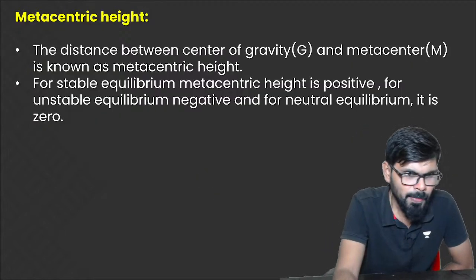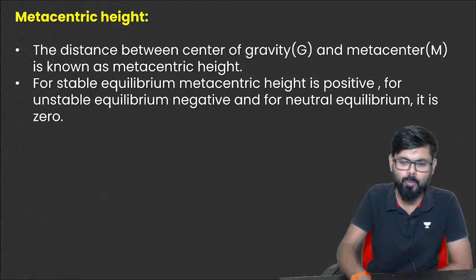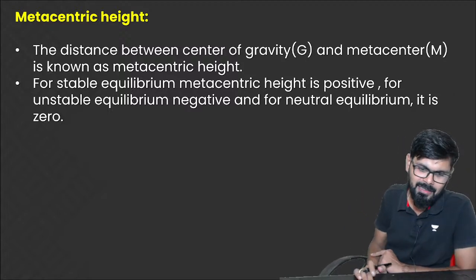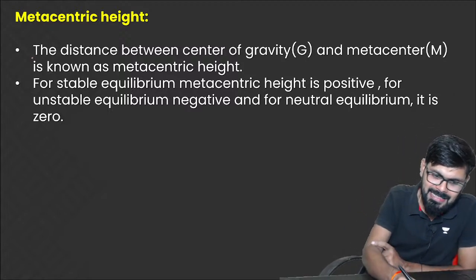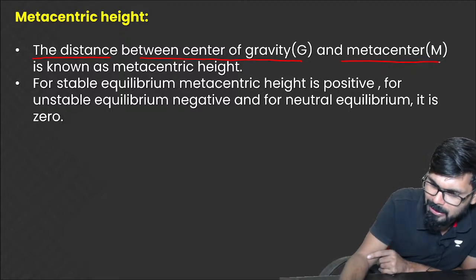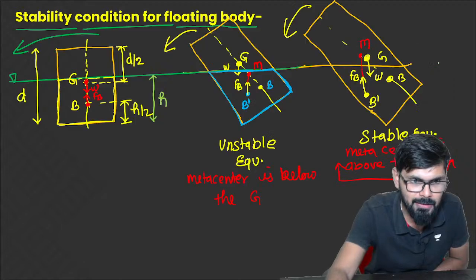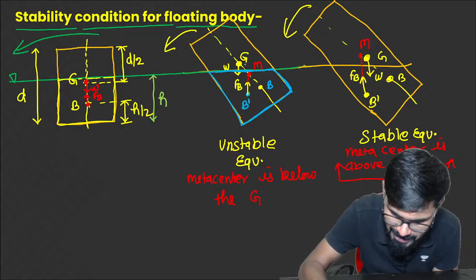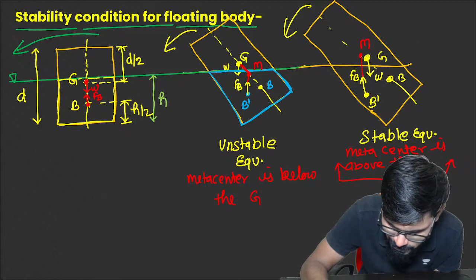So okay, leave it. Basically, two points you have to remember: what is the metacenter, and what is the metacentric height. The distance between the center of gravity and the metacenter, this GM. Here, see here, this GM is known as this GM. This GM is called what?